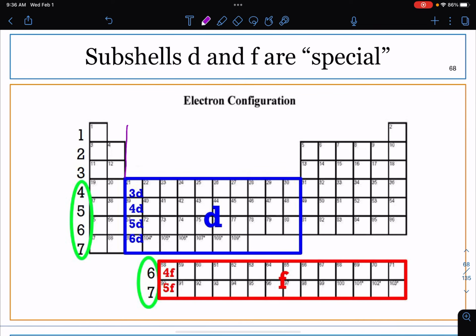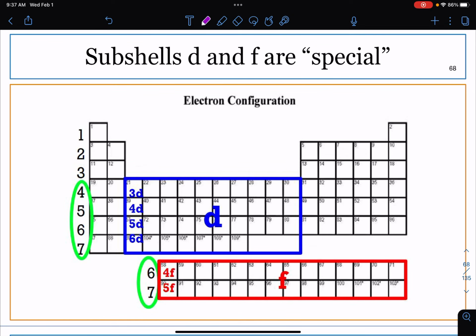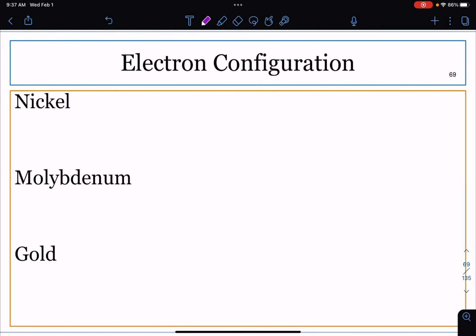If you were to cut the periodic table right here and slide this D block and the P block all the way over to the right, you could insert this F block right into here. So you can see that the F block is technically sitting in row 6 and 7, but it starts labeled as 4F and 5F. There is no 1, 2, 3F or 6, 7F. Write the electron configurations for nickel, molybdenum, and gold.